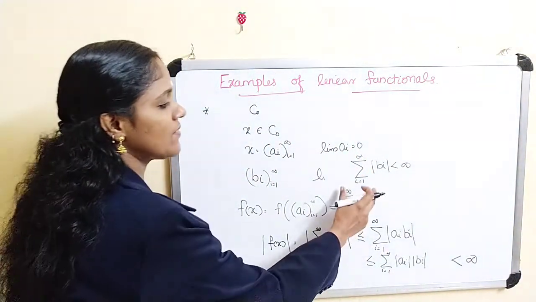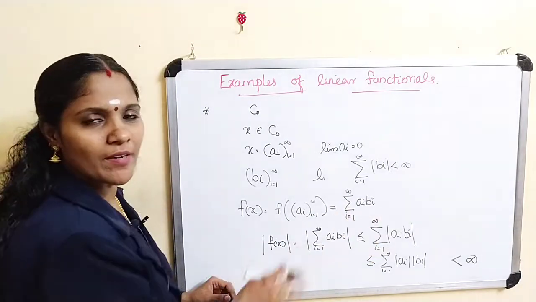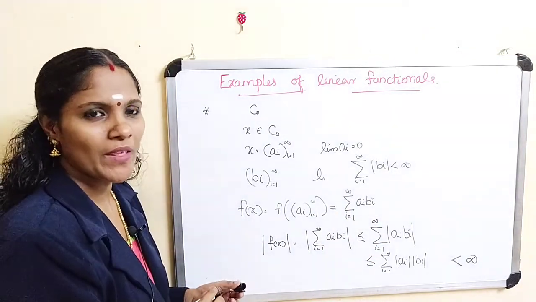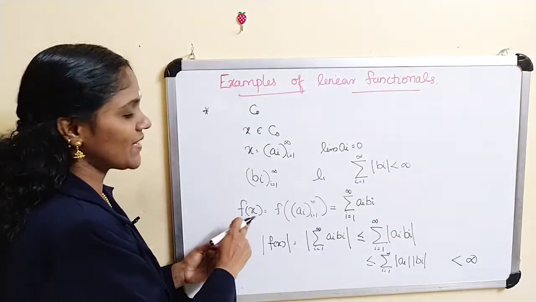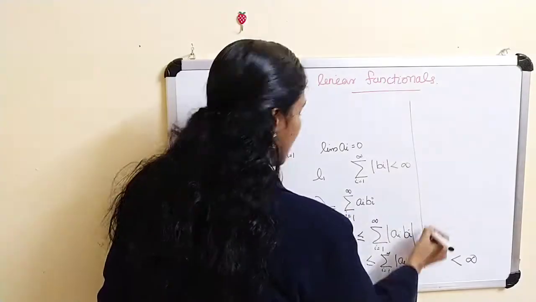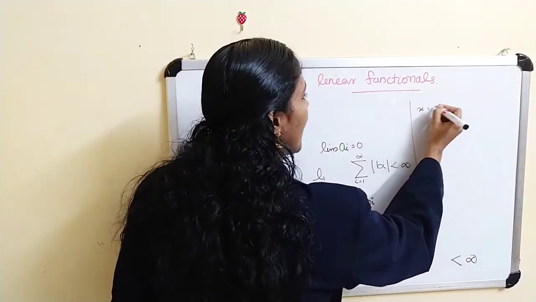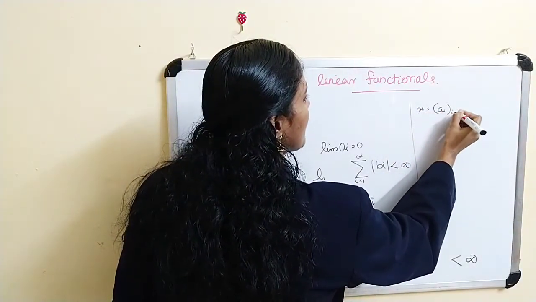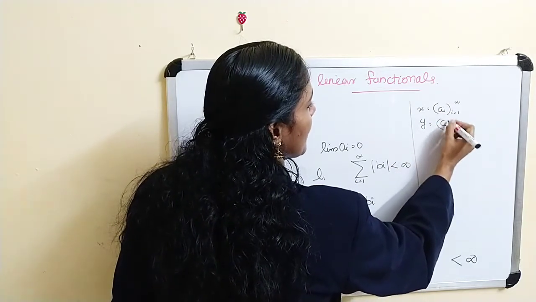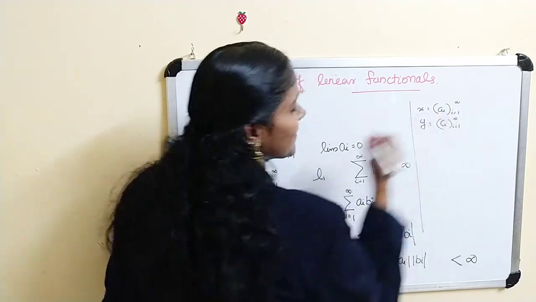Therefore this sum is a finite number. That means this function is a well defined function. Now we have to check whether this is a linear map. Clearly you take some x = (a_i), i varies from 1 to infinity, and some y = (c_i), i varies from 1 to infinity.